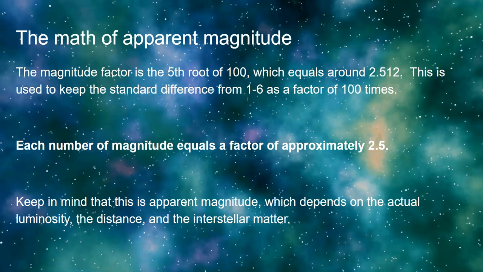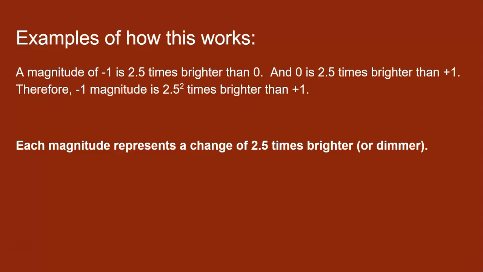Now this is apparent magnitude, and that depends on the actual brightness or luminosity, the distance, and any stuff that happens to be in the way. As an example, let's say you have a magnitude of -1. It's 2.5 times brighter than a magnitude of 0. And since 0 is 2.5 times brighter than a magnitude of +1, -1 is 2.5 squared times brighter than +1, which is 6.25. That's what it works out to be. 2.5 squared is 6.25 times brighter.